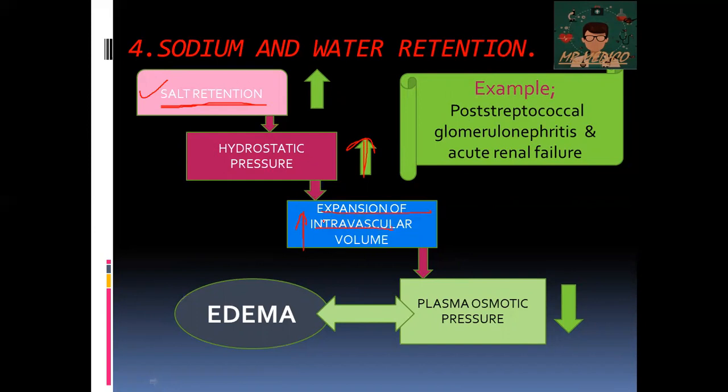When the intravascular volume gets increased, the plasma protein, mainly albumin, concentration gets diluted. When the albumin concentration gets diluted, the plasma osmotic pressure gets decreased, due to which the fluid runs into the interstitial space and causes edema.